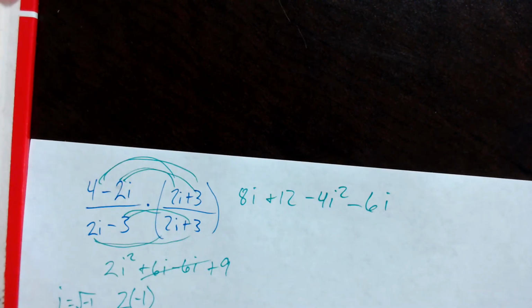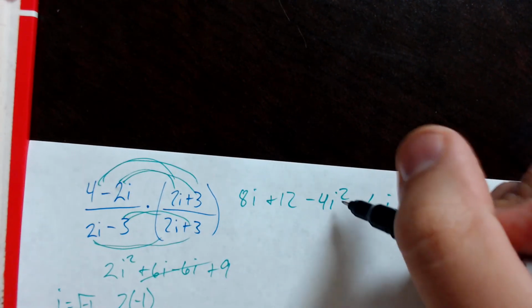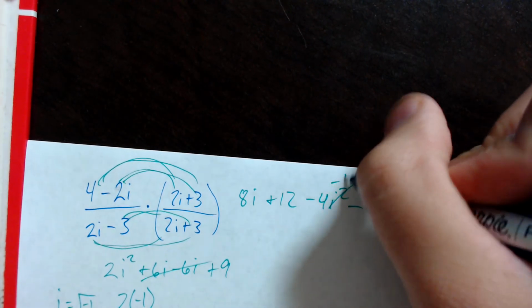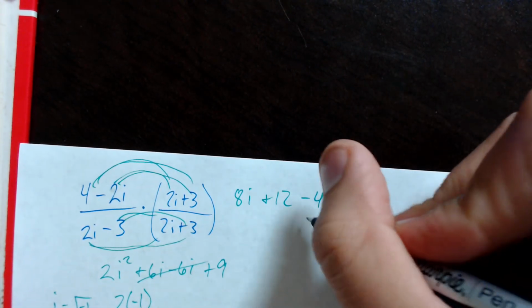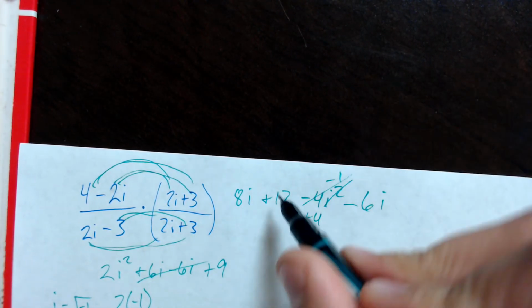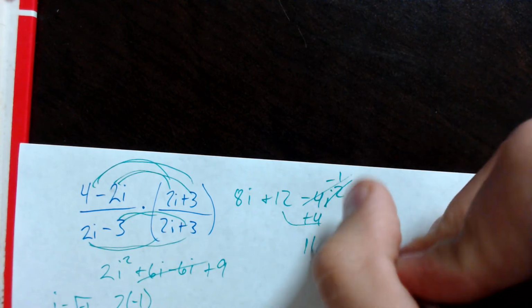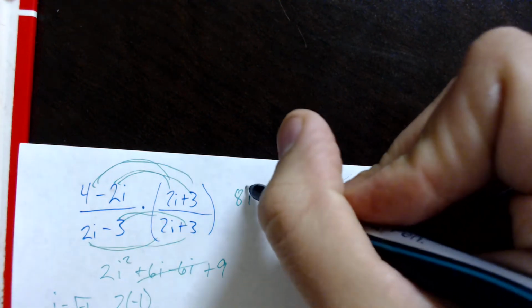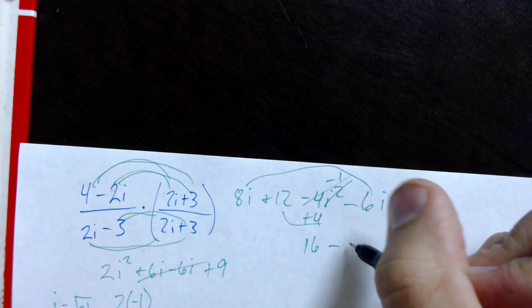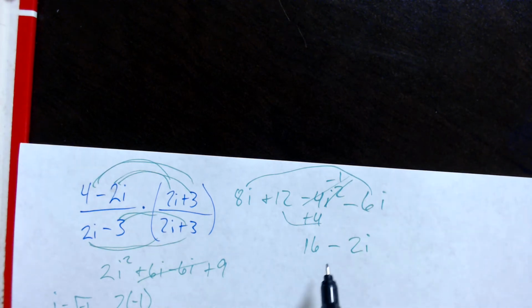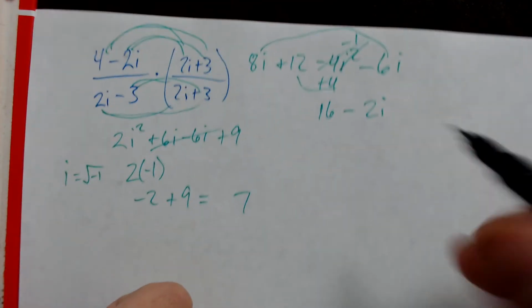From here, I'm going to simplify and combine like terms. We already learned that i squared is just equal to -1. Negative 4 times -1 is positive 4. 12 plus 4 is 16. Now let's add the i's. 8i minus 6i is just minus 2i. Now that goes over our denominator of 7.